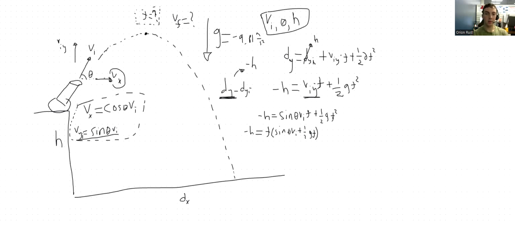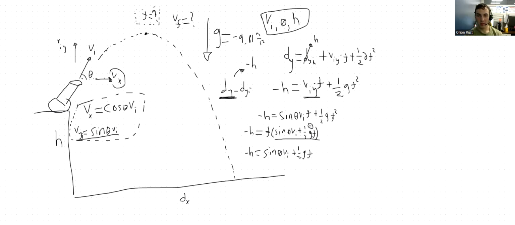Now, t right here by itself, it would be kind of strange to think about negative time, right? That wouldn't really make a lot of sense. If we go over to this term right here, our g, remember, is negative. And so it makes sense for this term here to be negative. So what we can do is some hand wavy math and essentially set negative h equal to sine theta vi plus 1/2 gt.